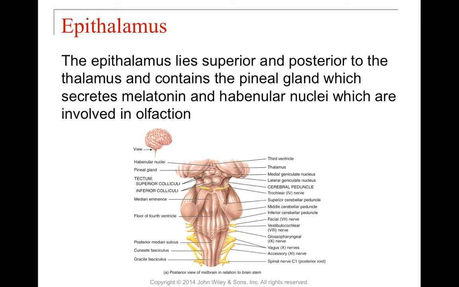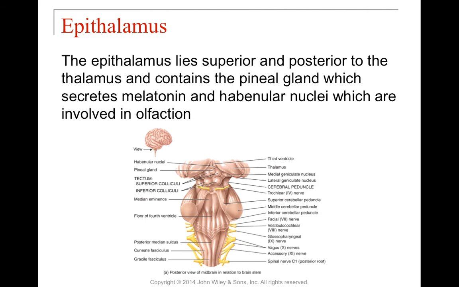So if we look superior, or just above and posterior, so just above and behind the thalamus, we're going to find the epithalamus. And the epithalamus is going to contain the pineal gland. And the pineal gland is going to help secrete melatonin. So you may have heard of this in terms of your circadian rhythm. Melatonin helps you relax and go to sleep. It also is going to have habenular nuclei, and these are involved in olfaction.